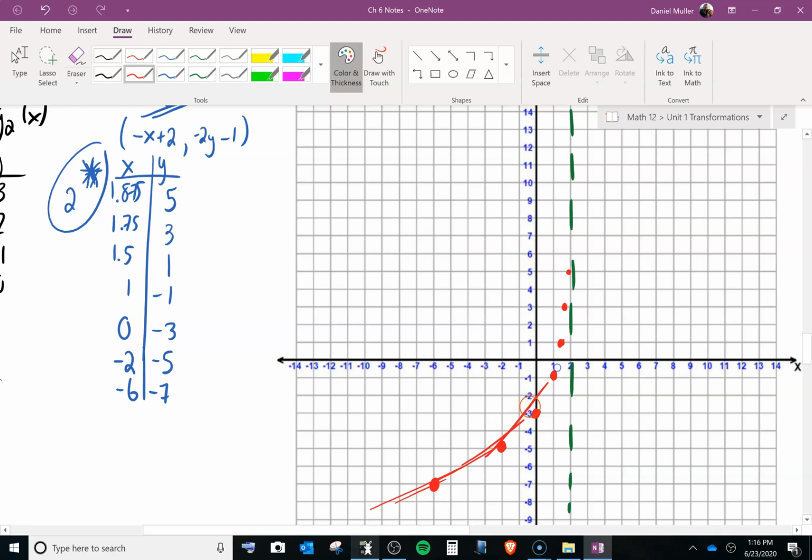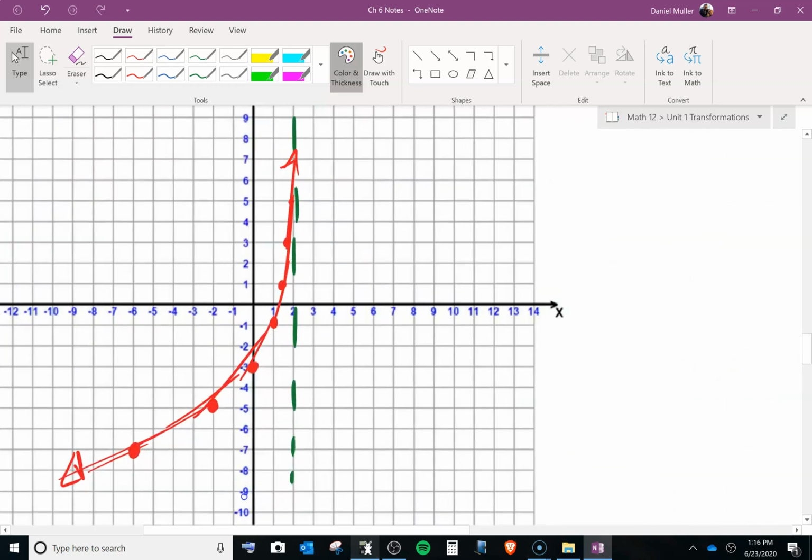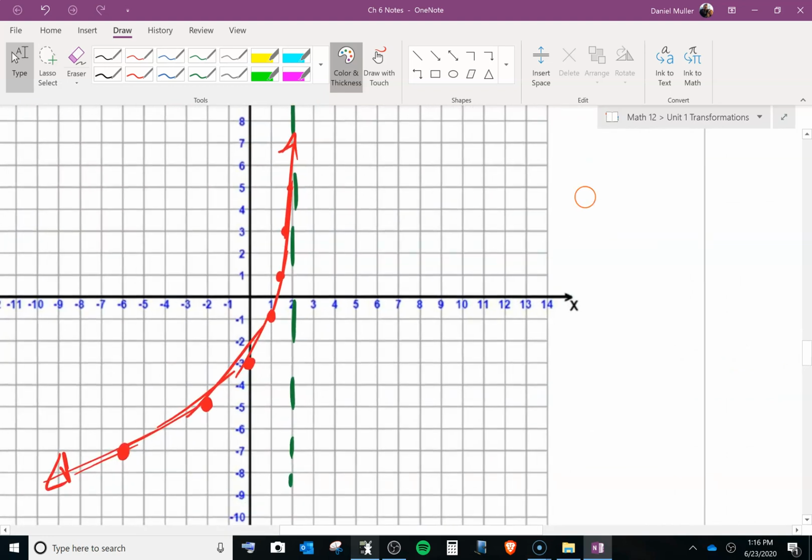And so you get some drawing here. So that's what you get. It's probably worthwhile to do some domain and range. Now remember, domain is left and then right. Range is how far down and then how far up.